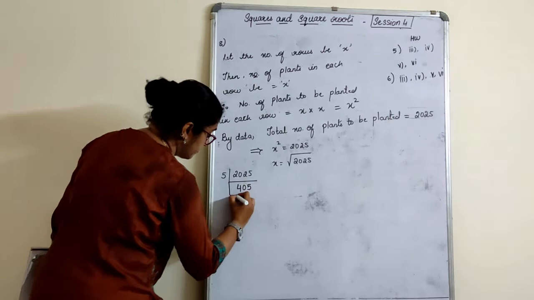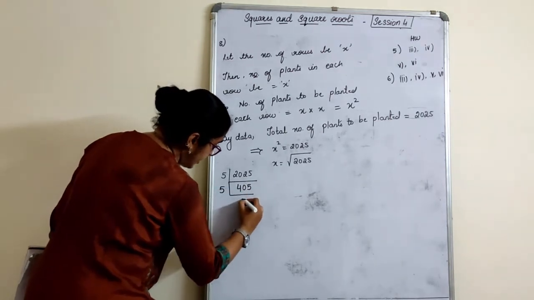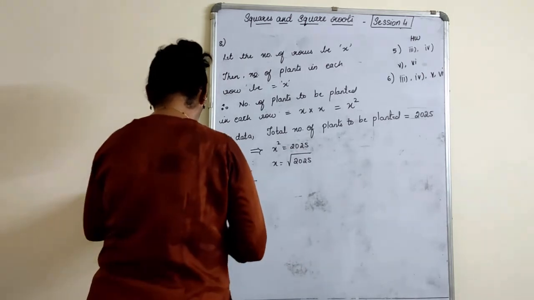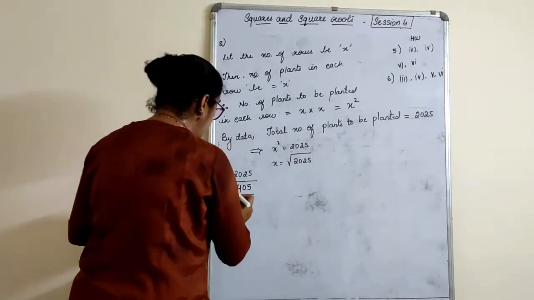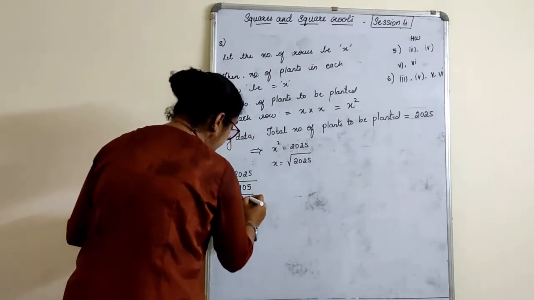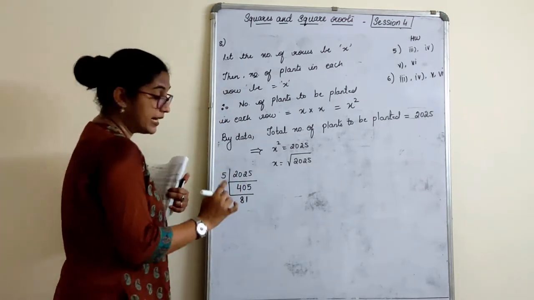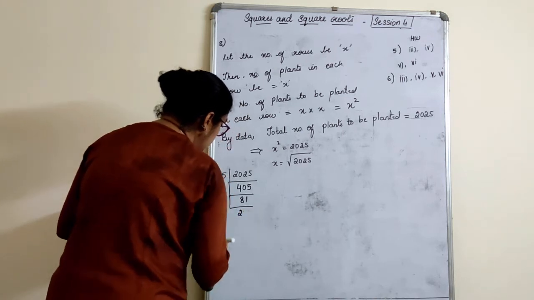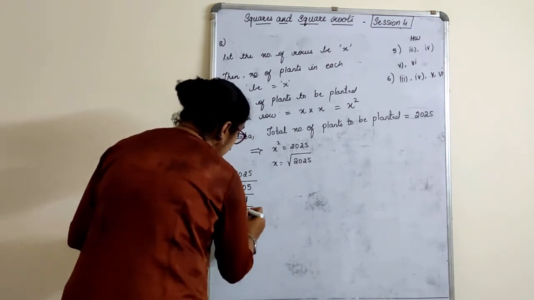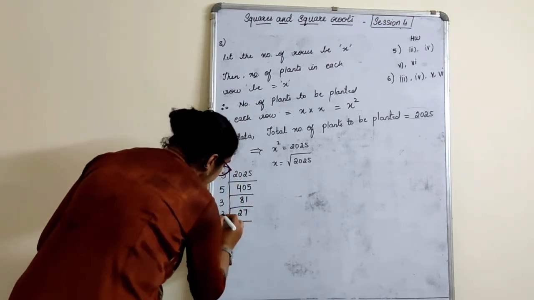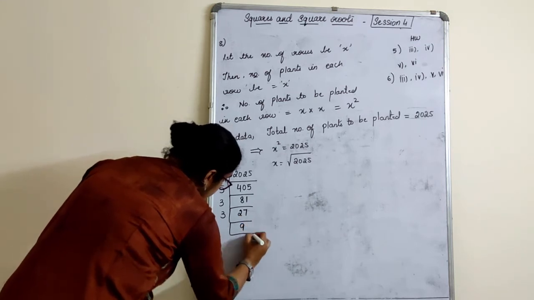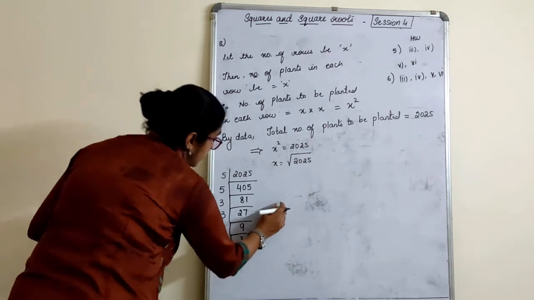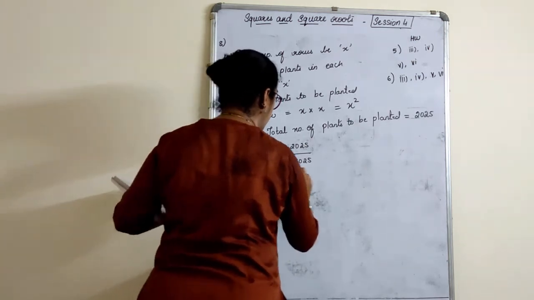Okay. 5 8s are 40. 5 8s are 40. 5 1s are 5. 81 by 9. 3 2s are 6. 3 7s are 21. 3 9s are, 3 3s are, and 3 1s are. I'll do this beside here.